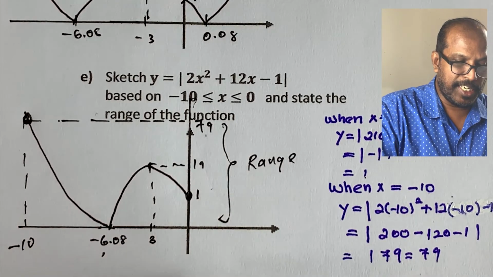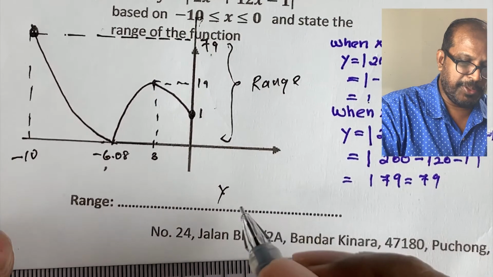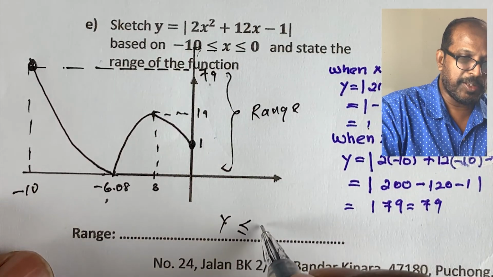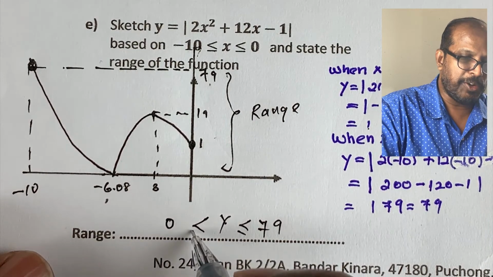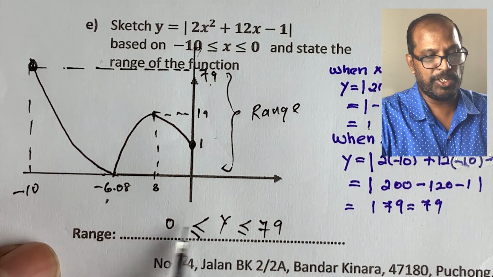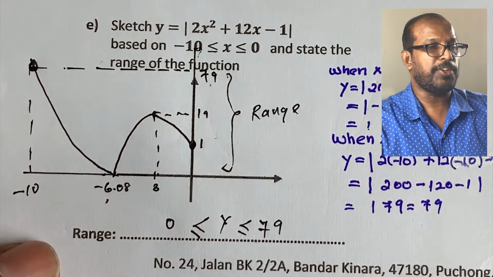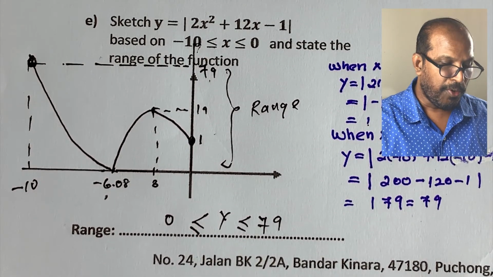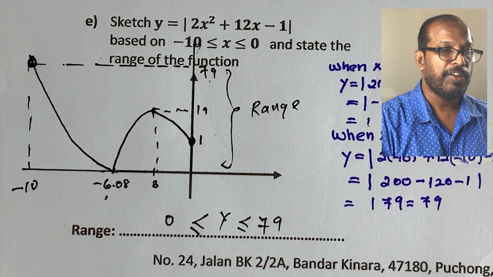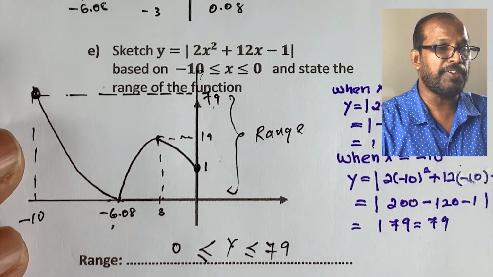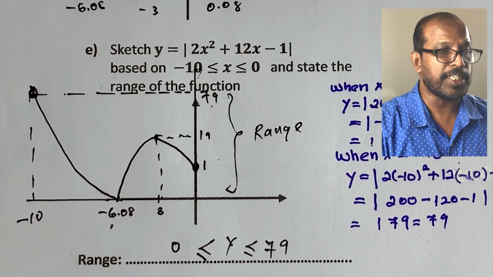The range is actually the y. The y is in between. The maximum value is 79, the minimum value is 0, and that is also included. So the range is between 0 and 79, based on the domain of negative 10 to 0. So now we have completed these applications of completing the square.